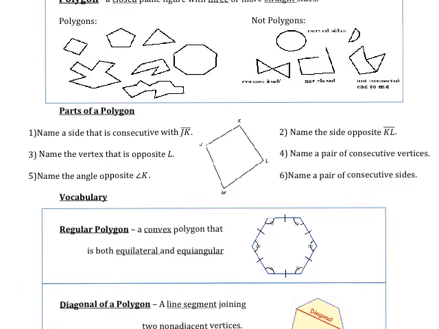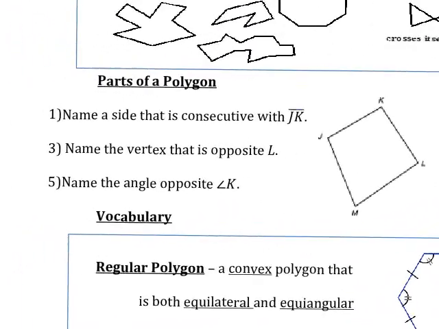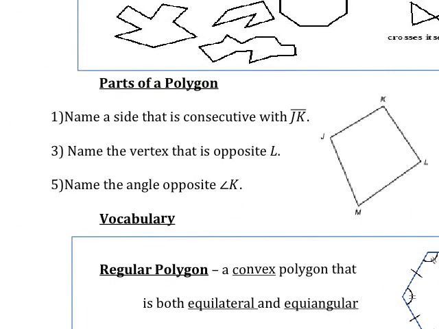Okay. So let's look at number one. Consecutive. What does consecutive mean? Like if I said, what are two consecutive numbers? What would you answer? 1 and 2. Why? They're next to each other, or side by side, right? So 1 and 2 would be consecutive numbers.